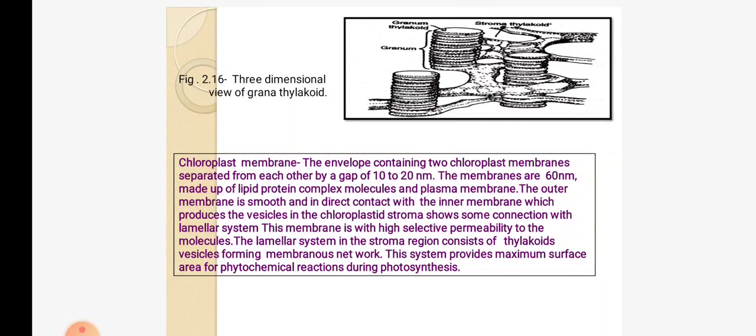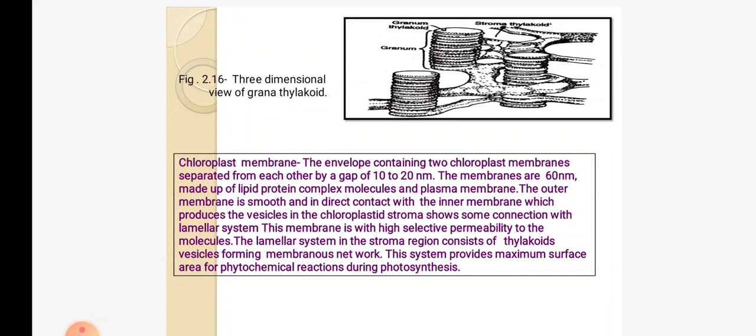A three-dimensional view of grana thylakoid shows grana region and stroma region. Chloroplast membrane is an envelope containing two chloroplast membranes separated from each other by 10 to 20 nm. The membranes are 60 nm, made up of lipid, protein complex molecules and plasma membrane.